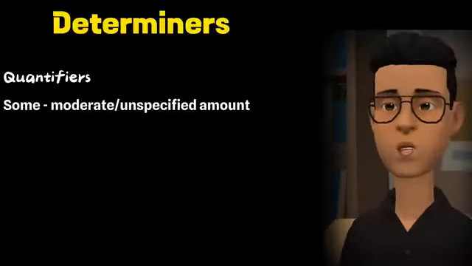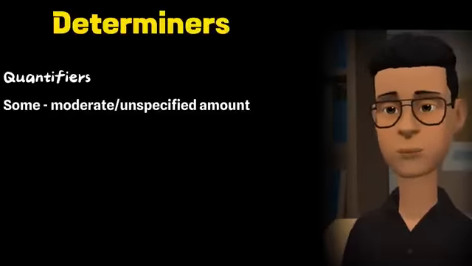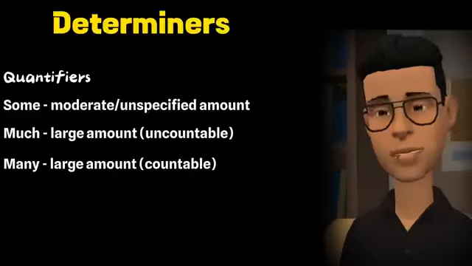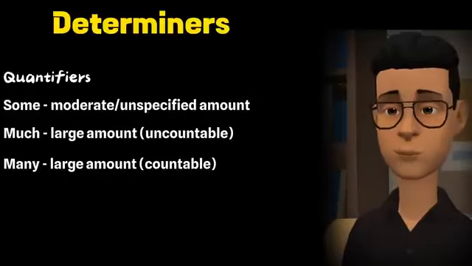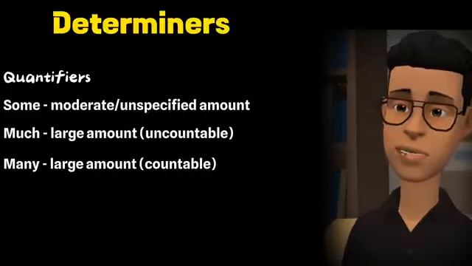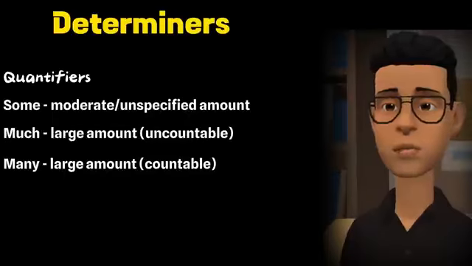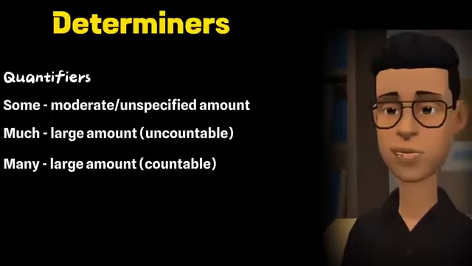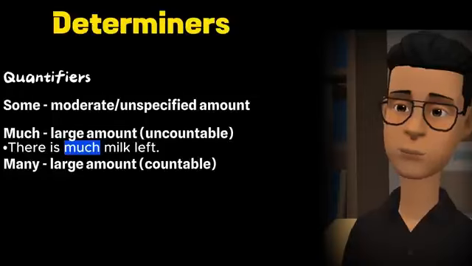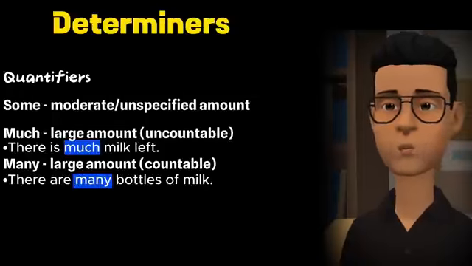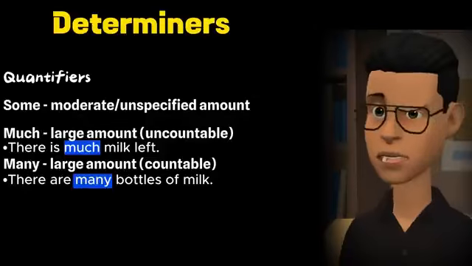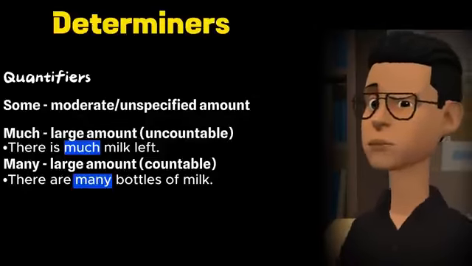Some, it is used to tell moderate amount of something. Much and many. They're used to tell big amount of the noun. The difference is, much is used with uncountable, while many is used with countables. For example, there's much milk left. And there are many bottles of milk. If the amount is even bigger, the determiner used is a lot of.